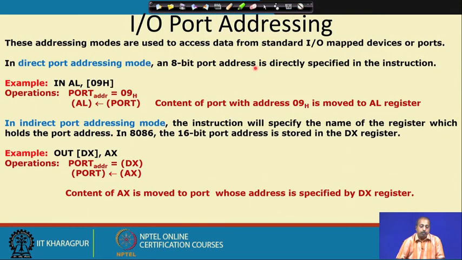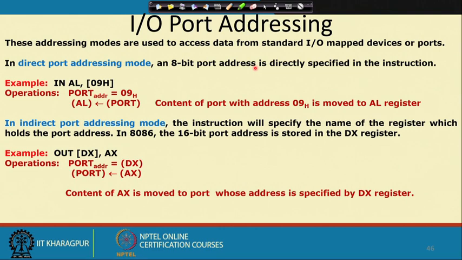Next we will look into IO port addressing. These addressing modes can be used to access data from standard IO mapped devices or ports. IO mapped IO can be used, where the port address is the IO port address, or you can have memory mapped IO, where the IO ports are taken as memory locations only, and the simple move type of instructions can be used. In direct port addressing, we can have an 8-bit port address directly specified like this.